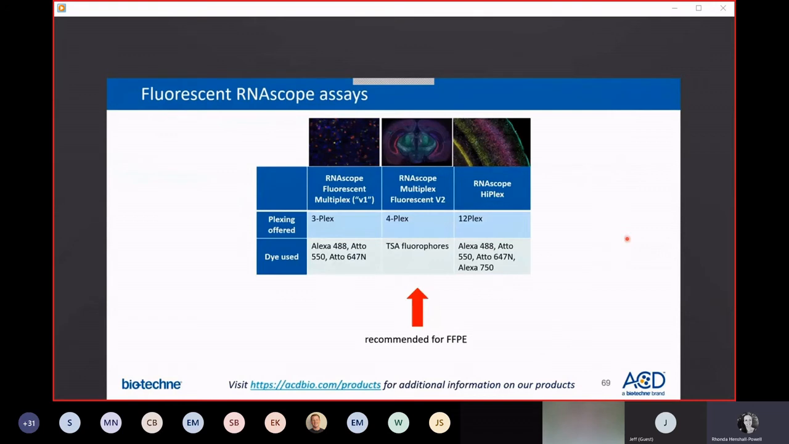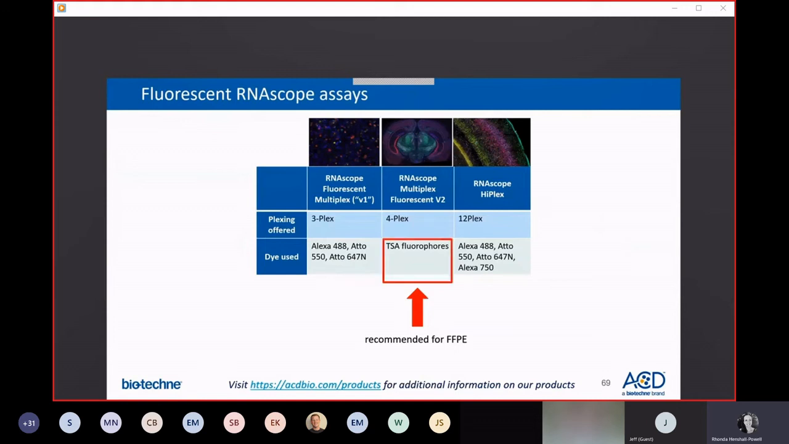Just one more note, I think I mentioned at the very beginning, we don't recommend HiPlex for really highly autofluorescent tissues like formalin-fixed paraffin-embedded samples. The reason is the level of autofluorescence in these samples is so great that while the HiPlex assay has a great signal-to-noise ratio, it's not optimal for overcoming so much autofluorescence as you see in FFPE samples.